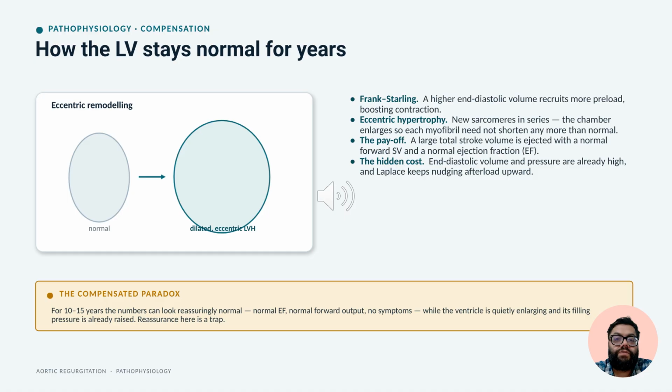The result is genuinely elegant. A huge total stroke volume leaves the ventricle, the forward output stays normal, and the ejection fraction reads normal. So a casual look is reassured. But notice the hidden cost on the right. The end diastolic volume and pressure are already elevated, and every increment of dilation raises wall tension through Laplace. So afterload is creeping up in the background. That is the compensated paradox in the gold box, and it is the reason you cannot relax just because today's ejection fraction looks fine. The trouble is being hidden, not avoided.